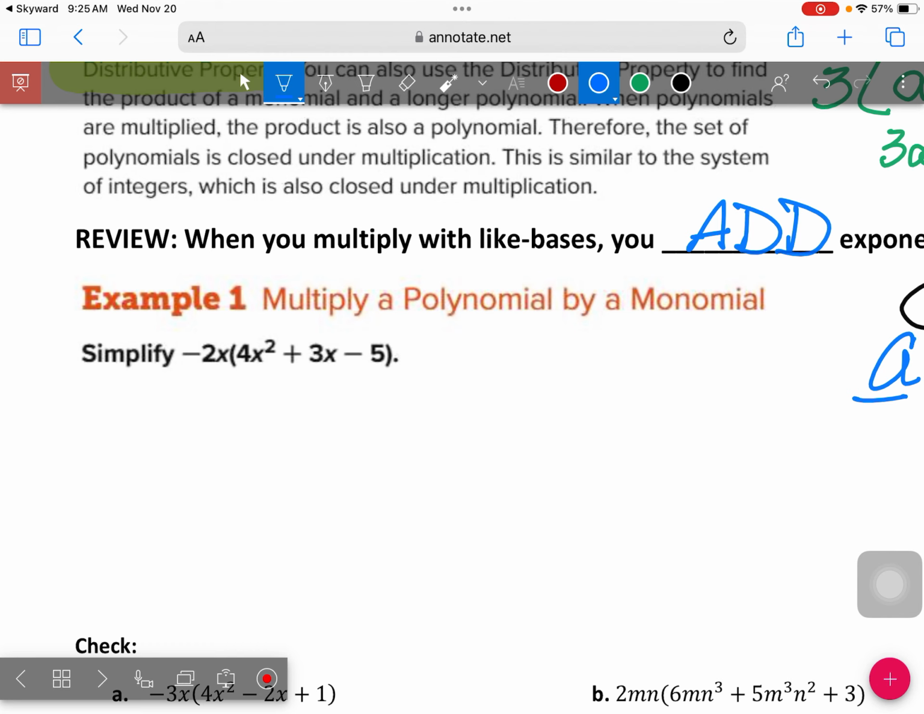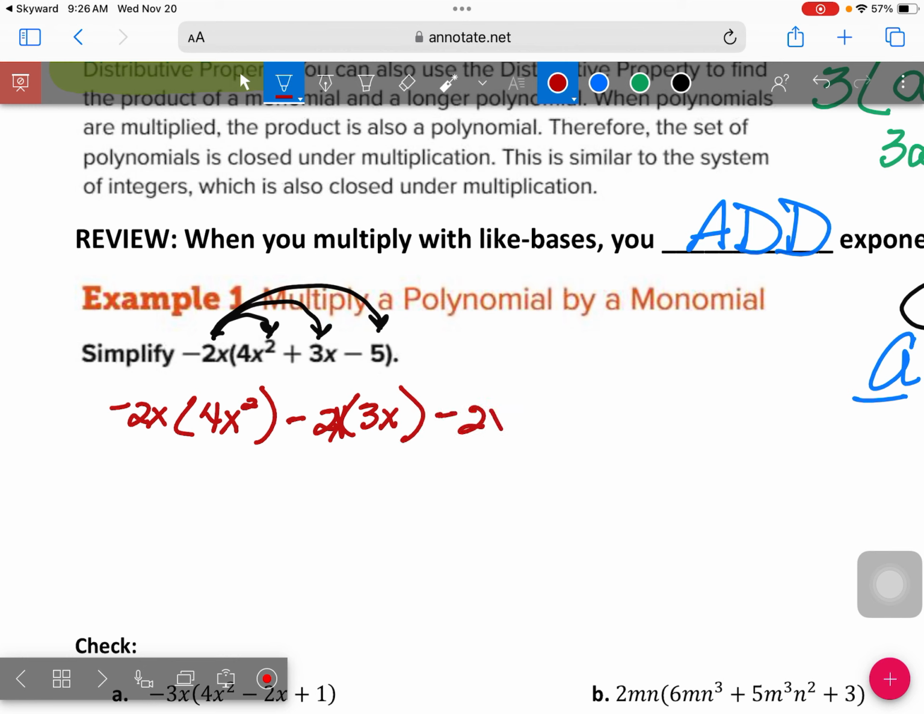So let's take a look at our first example. Negative 2x times 4x squared plus 3x minus 5. I am multiplying negative 2x times all of these. All right? I am going to write it all out. So negative 2x times my first term, 4x squared. Negative 2x times the next term. Ooh, I forgot my x already. Times 3x and negative 2x times negative 5.